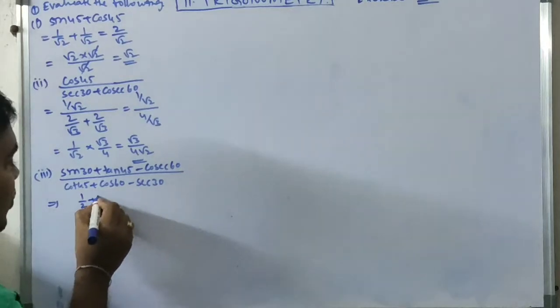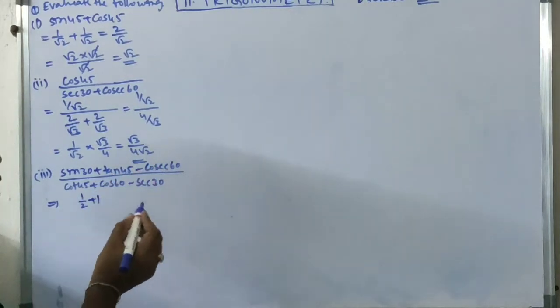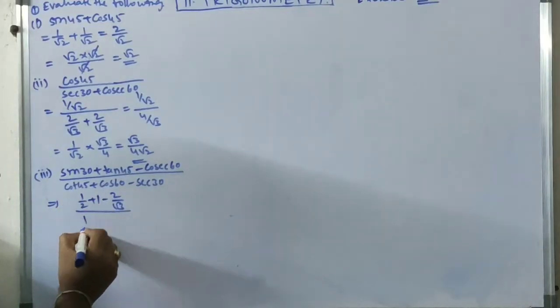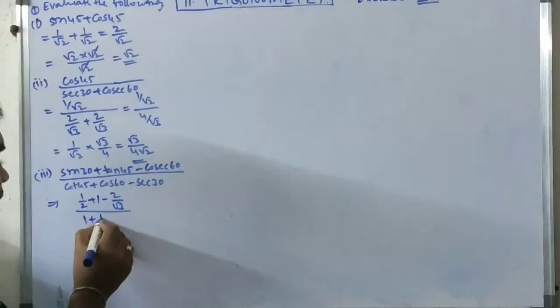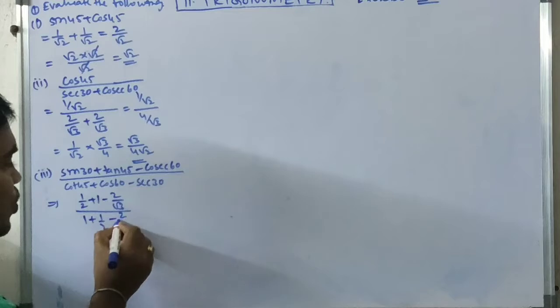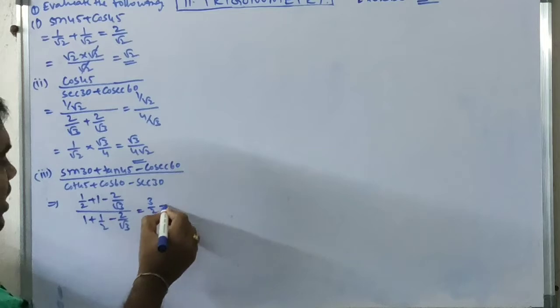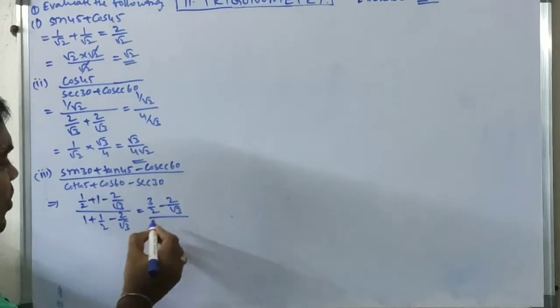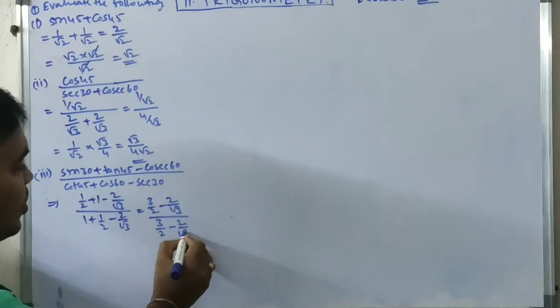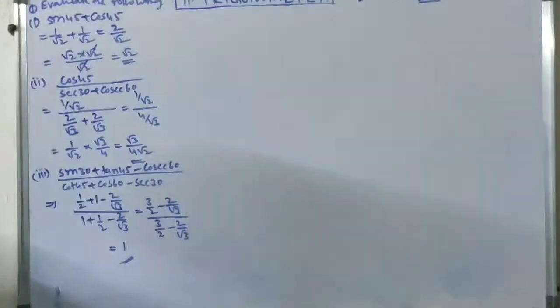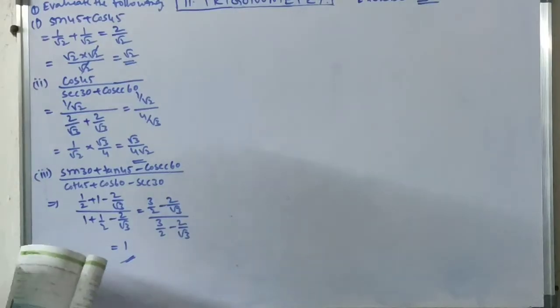Sin 30 value, if we observe the table, sin 30 value 1 by 2, tan 45 value 1, cosec 60 reciprocal of sin 60, 2 by root 3, cos 45 1, cos 60 1 by 2, sec 30 2 by root 3. Okay, 1 by 2 plus 1, 3 by 2 minus 2 by root 3 by 1 plus 1 by 2, 3 by 2 minus 2 by root 3. So here numerator and denominator all are same, cancel, we will get 1. So this is the answer.